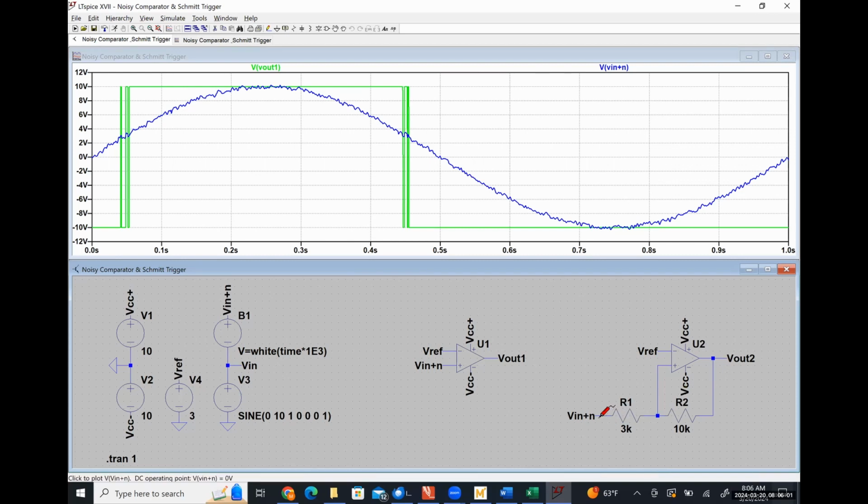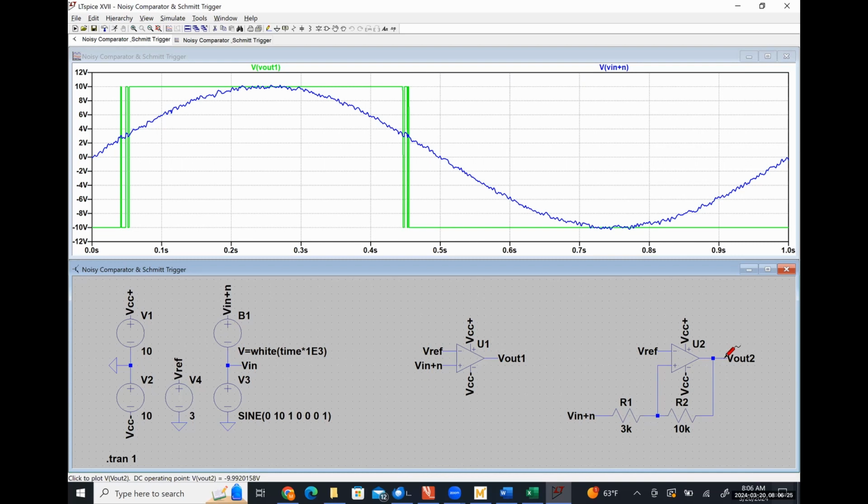So I just want you to look here and see the same input voltage, Vin plus noise, is being applied at this terminal. Our reference voltage is exactly the same. The only change that we've made is the installation of this positive feedback resistor network down here. And we're going to talk in a minute about how this works.